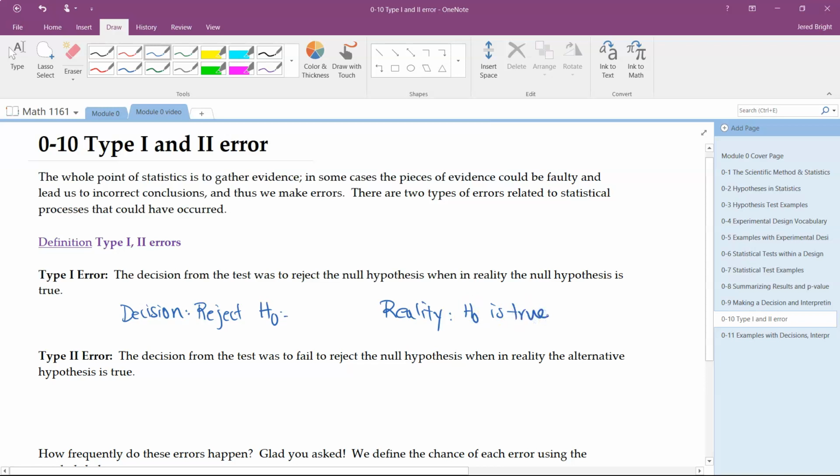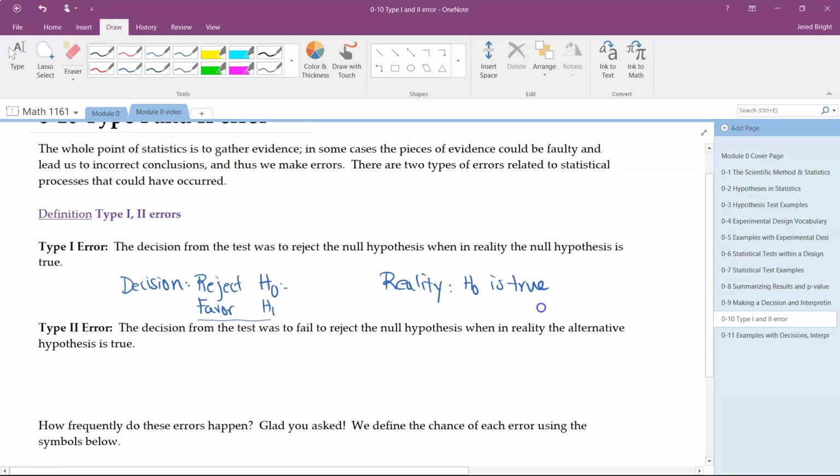Okay, so can you see how this is an error? Because we would say, okay, throw away the null hypothesis. It's not true based on the data that we gathered. And so we would believe, or we would favor, the alternative. But in reality, it's actually the null hypothesis that's true. So there's a mismatch, okay? Because we lean towards the alternative hypothesis, but in reality the null is true.